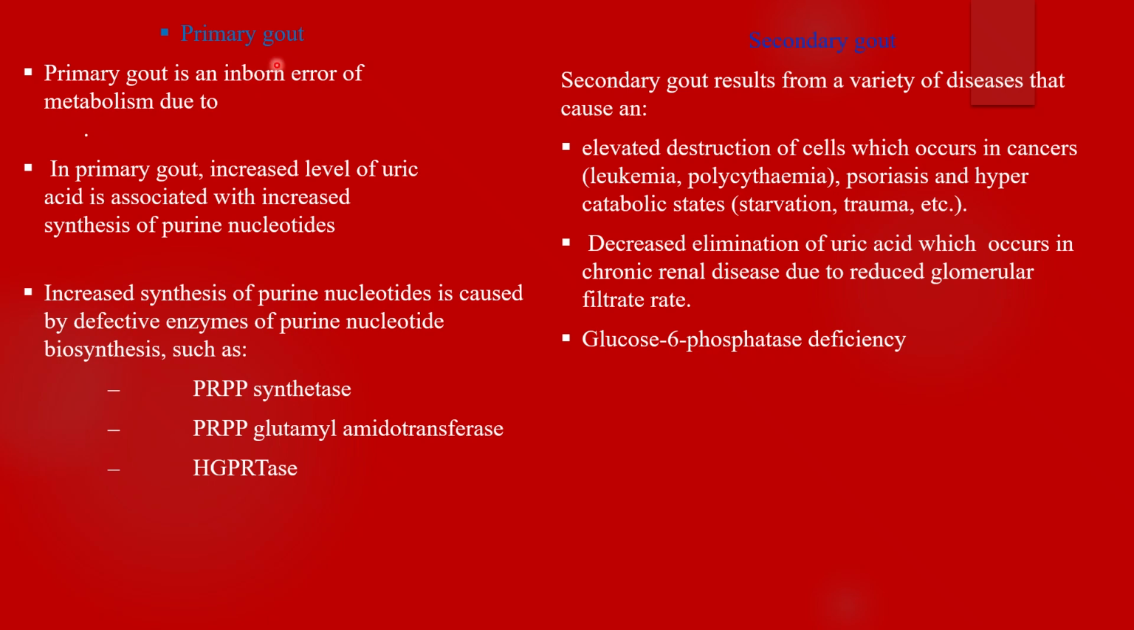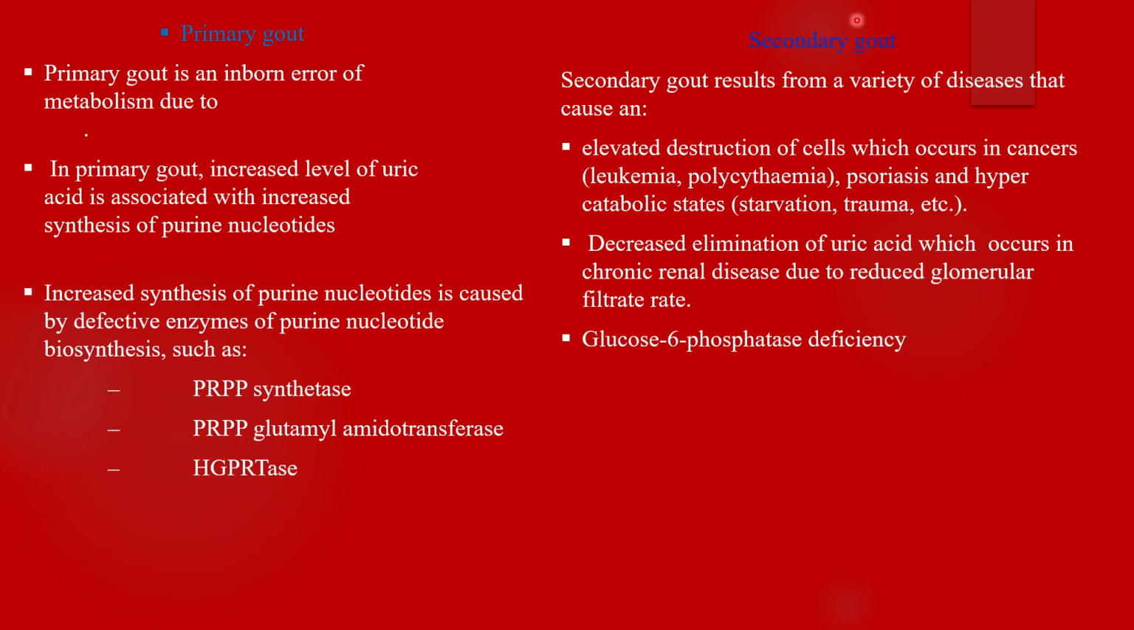So what is primary gout and what is secondary gout? Primary gout is generally due to a metabolic, enzymatic defect. It is an inborn error of metabolism. In primary gout, an increased level of uric acid is associated with increased synthesis of purine nucleotides. This increased synthesis is caused by defective enzymes of the purine nucleotide biosynthetic pathway. So this is PRPP synthetase, PRPP glutamyl aminotransferase, and the HGPRTase enzyme of the salvage pathway.